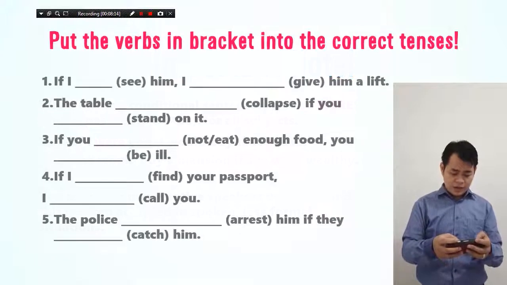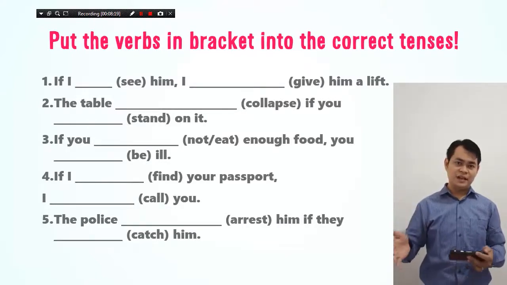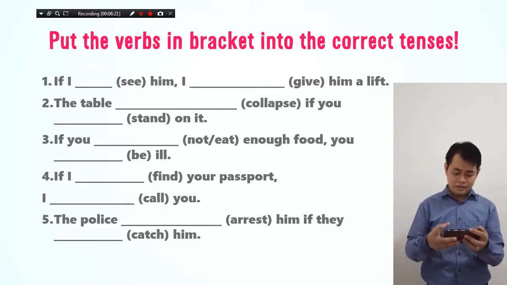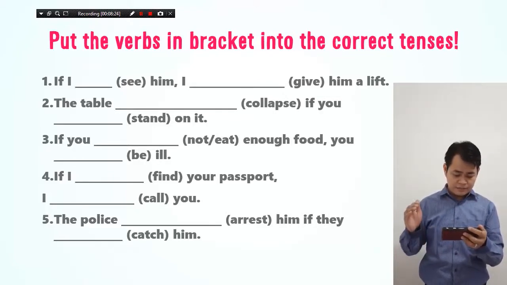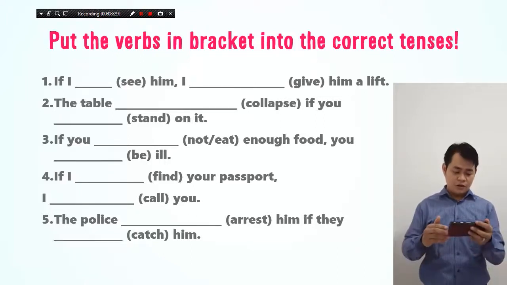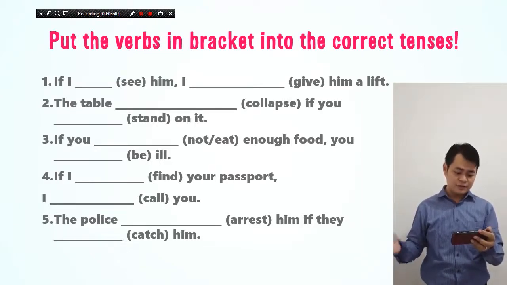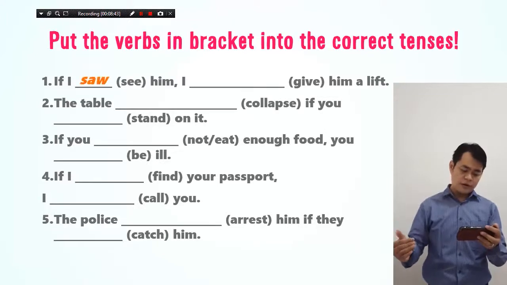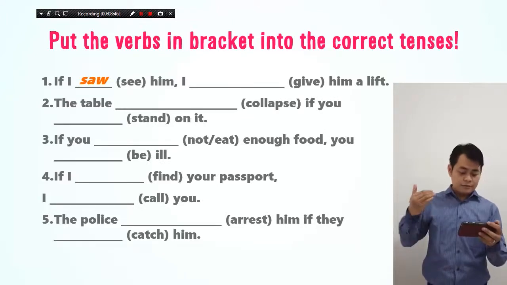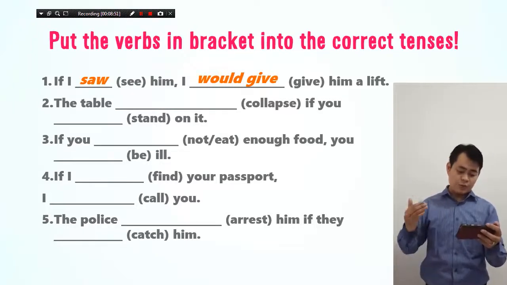Okay, we will have a little practice here. There are 5 examples that we can answer together. You can say the first one. If I blank see him, I would blank him a lift. What do we want to fill in? You can say the verb see, right? You still remember after if what we use? Simple past, right? So see becomes saw. I would give him a lift. So if I saw him, I would give him a lift.